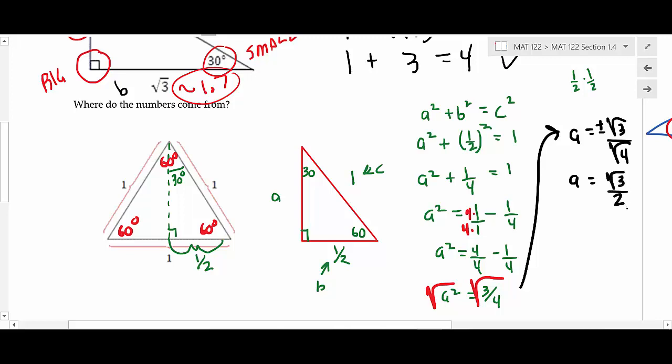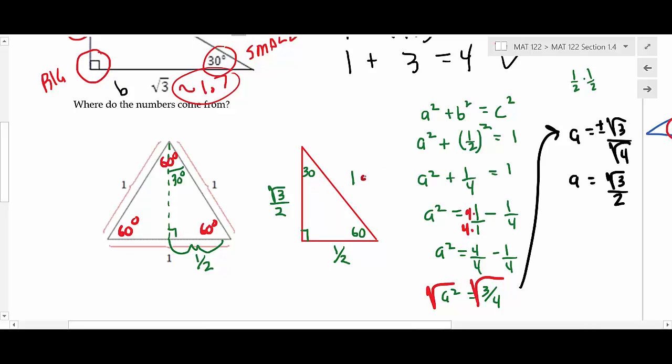Okay, and square root of 3 is irrational and it doesn't reduce. So I'm going to fill in this side right now as square root of 3 over 2. Okay, so now what we can do is take all sides of a triangle and always multiply all sides of a triangle by the same number. And if you do that, you're not changing the angles.